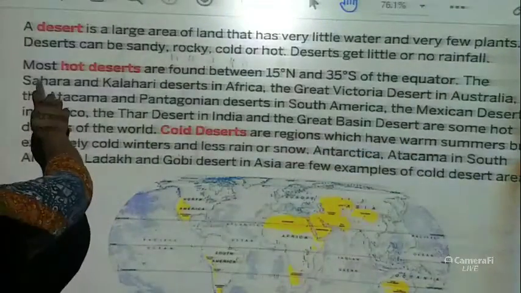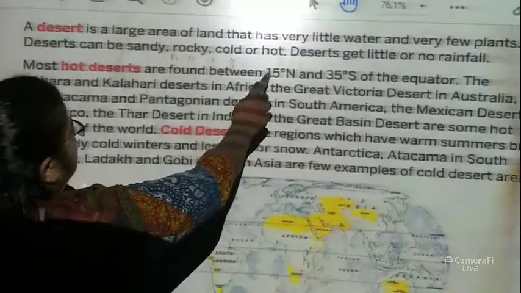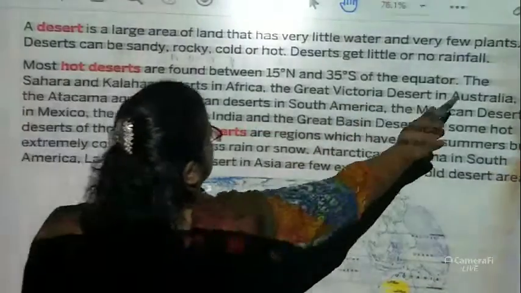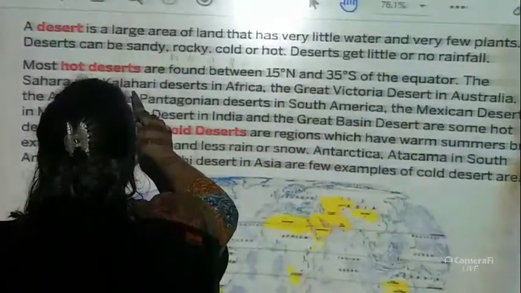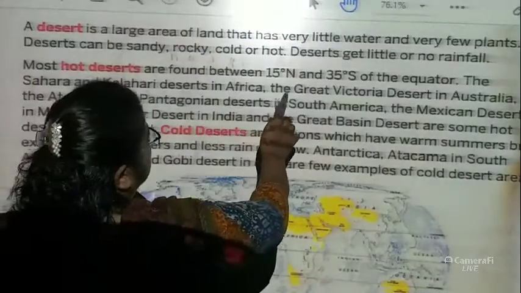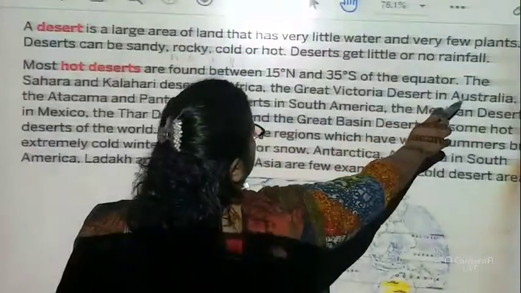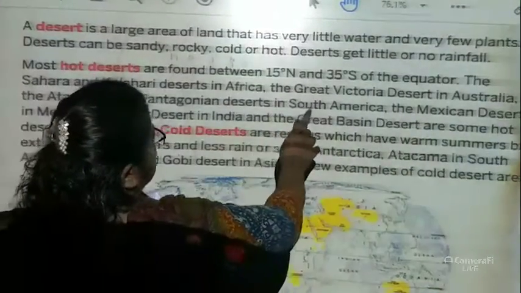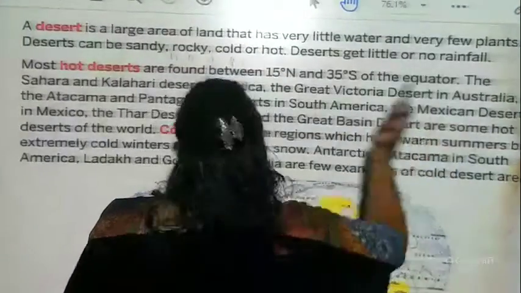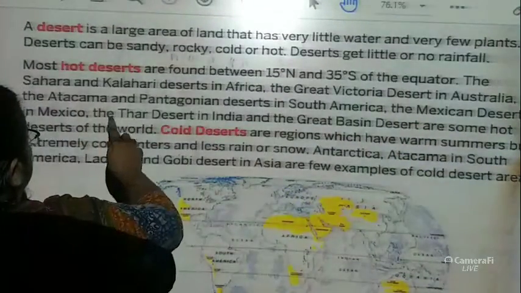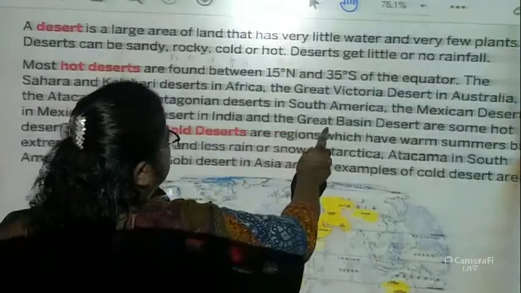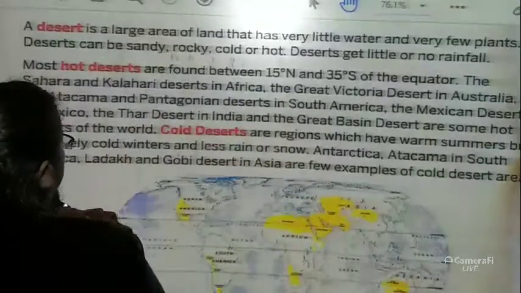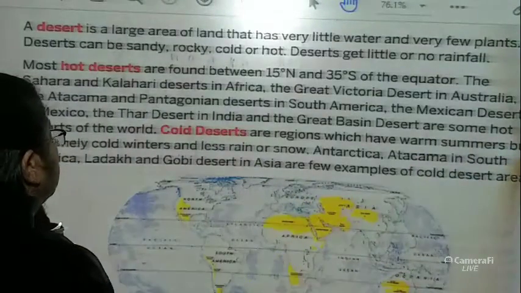Okay? Most hot deserts are found between 15° north and 35° south of the equator. The Sahara and Kalahari Desert in Africa, the Great Victoria Desert in Australia, the Atacama and Patagonia Desert in South America, the Mexican Desert in Mexico, the Thar Desert in India, and the Great Basin Desert are some hot deserts of the world. Cold deserts.